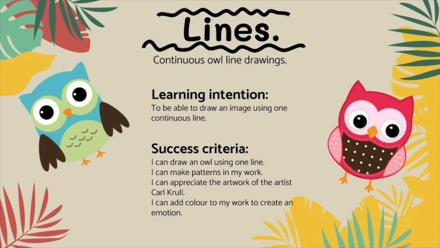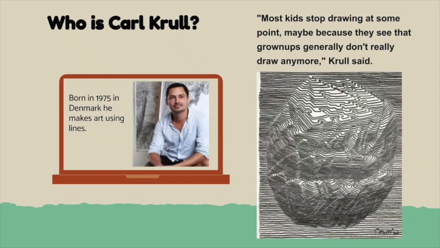Before we start making our continuous line drawing, we're going to look at an artist called Carl Krull. Carl Krull was born in Denmark in 1975. He thinks most kids stop drawing at some point, maybe because they see that grown-ups generally don't really draw anymore. In this picture here, you can see that Carl Krull's used lots of different lines, straight lines and curved lines. He hasn't made a picture of anything in particular, he's just made it look a bit 3D on the page.